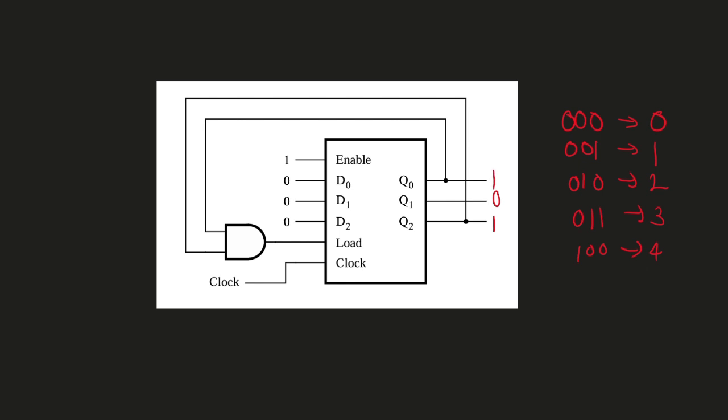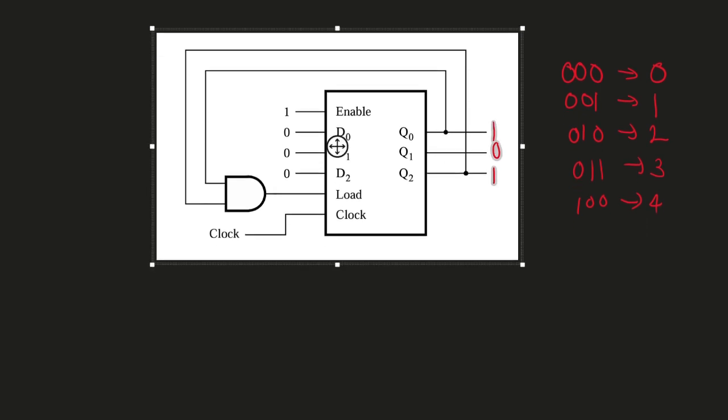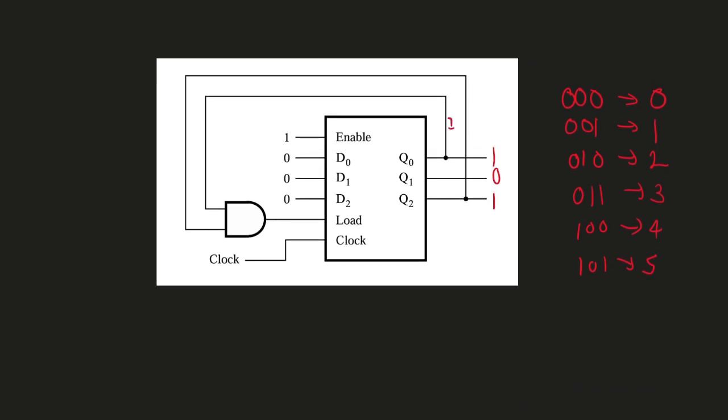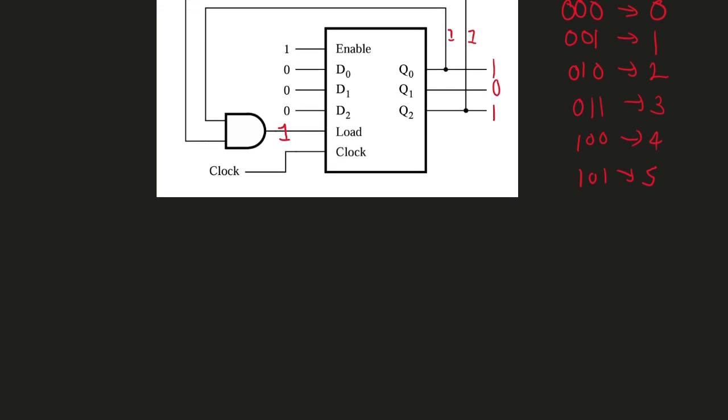The last one is actually 1, 0, 1, and that's a 5. And we see there's a 1 here and 1 here, so the AND gate will give out 1. Okay, and now since the load is 1, this whole thing is going to be reset back to 0.